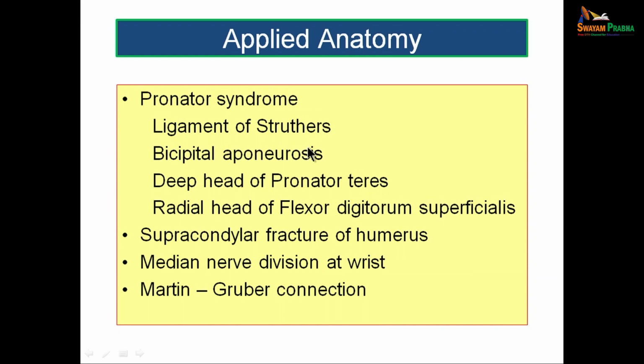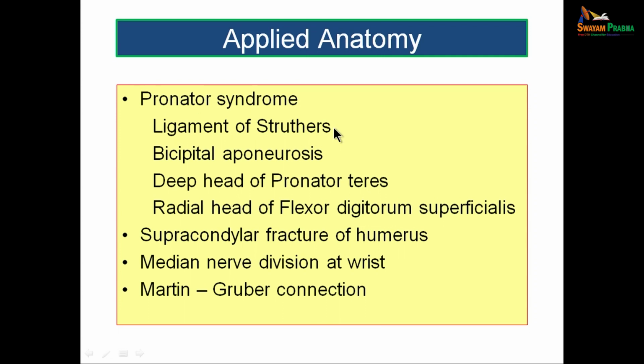It gets compressed deep to some structures, and one of them can be the ligament of Struthers. The ligament of Struthers is present in 17% of the population. It is a ligament which connects a small spur which can be present in the humerus above the medial condyle with an accessory head of pronator teres. In lower animals, you find 3 heads for coracobrachialis. One of them is an accessory head. This can be attached to the ligament of Struthers, forming a ligament to the spur on the medial epicondyle of the humerus. So this ligament will be superficial to the median nerve, thereby compressing the median nerve as it passes deep to it.